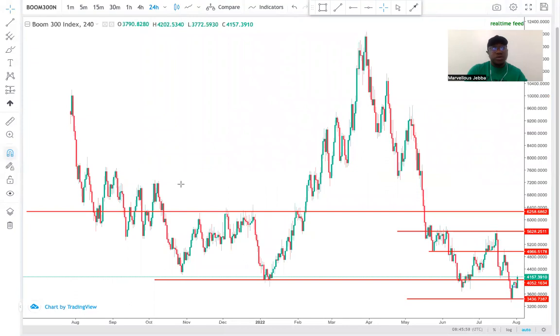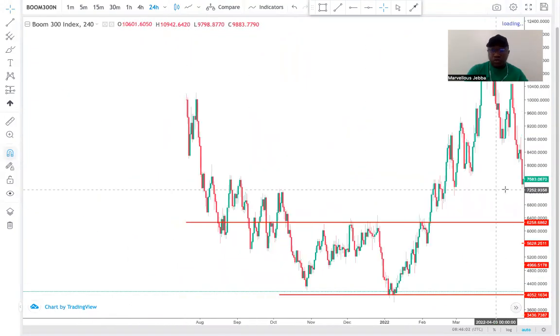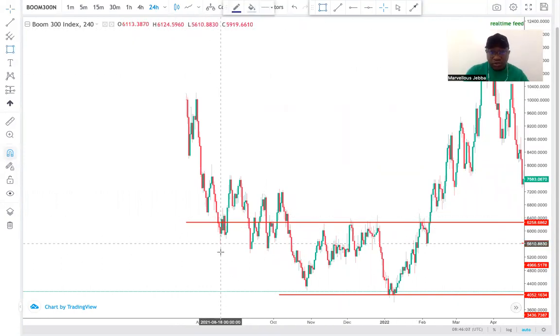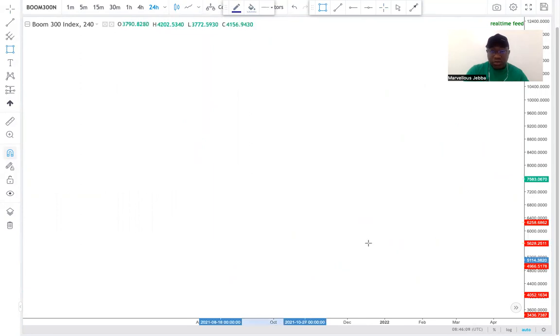And we're at the support level. Okay, this is where we were. So I was saying everywhere at this level is a zone, right? So we should identify this out.